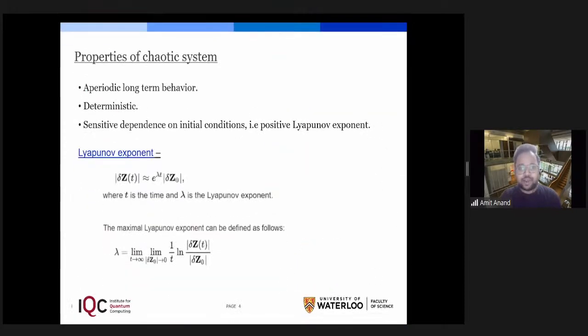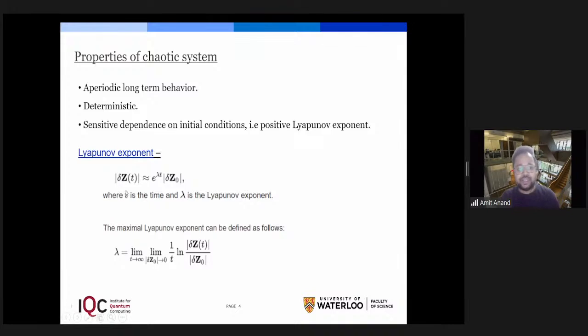So the properties of a chaotic system are these three. First, they are aperiodic for a long time. They are deterministic in nature, that means for a given initial value, there will be a fixed outcome. And they are very sensitive to the initial condition. If we perturb it a little bit, there will be a huge difference in the outcome, which is given by the Lyapunov exponent.